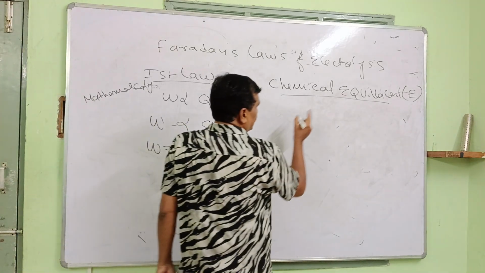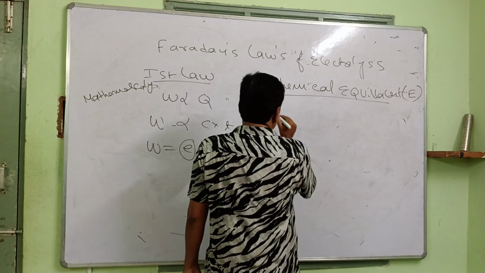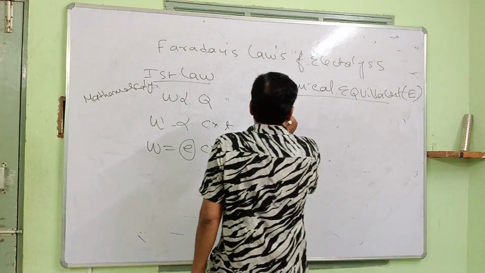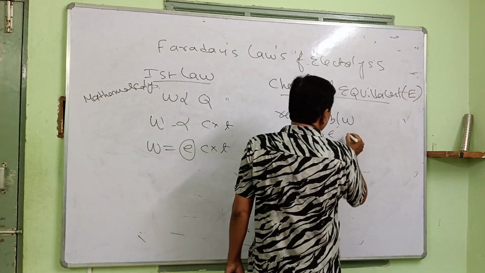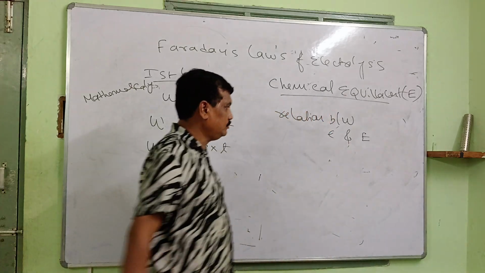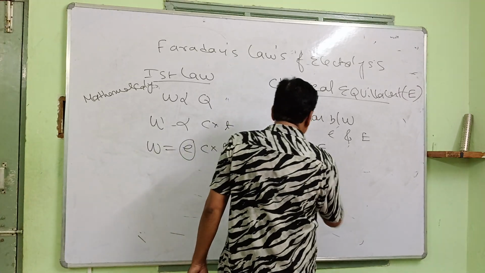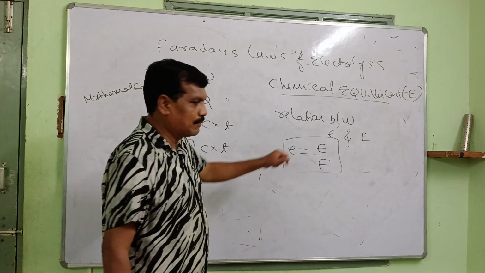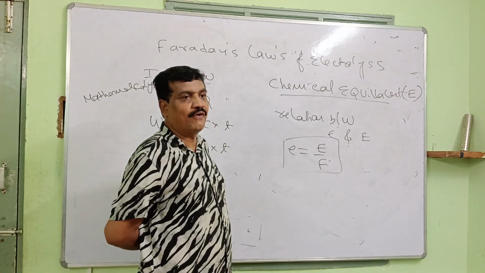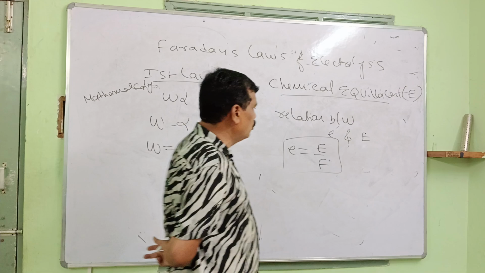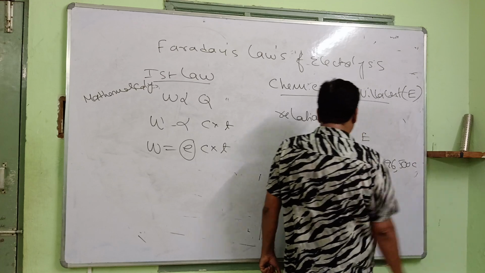Then we have the relation between capital E and small e. What is the relation? Small e equals E by F. This is the relation between small e and capital E. Here small e means electrochemical equivalent, capital E means chemical equivalent, and F means Faraday. You know that 1 Faraday equals 96,500 coulombs.